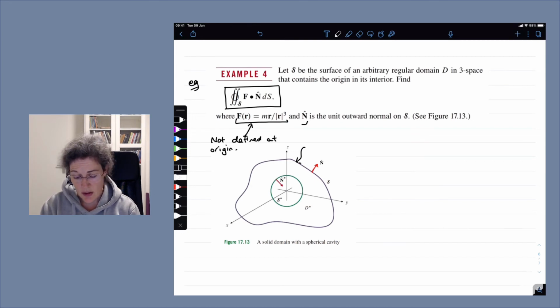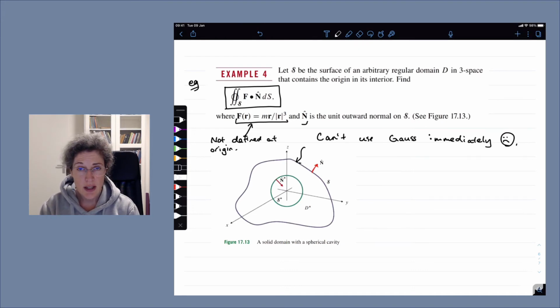Okay, so what does that tell us? We can't use Gauss immediately. We're going to have to be a little bit cunning. So this is one thing to check. If you're going to use any of the theorems that we've talked about so far, your vector field needs to be defined. And up until now, we haven't seen a case where it wasn't, but here's a very simple case. There's a point within the domain we're interested in where it's just not defined, so we can't use it. Okay.